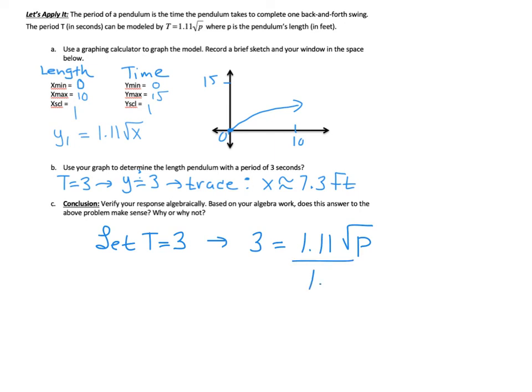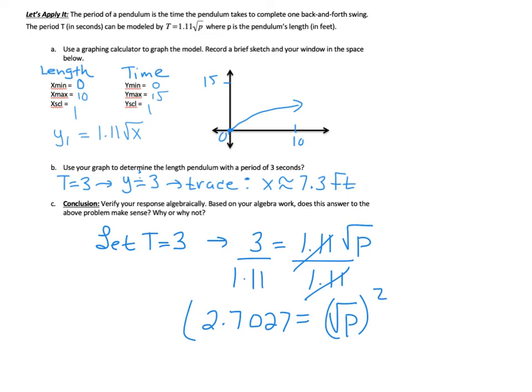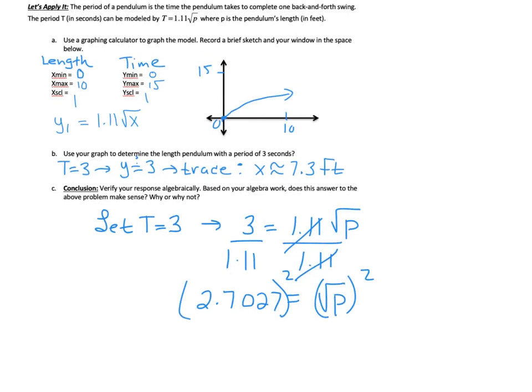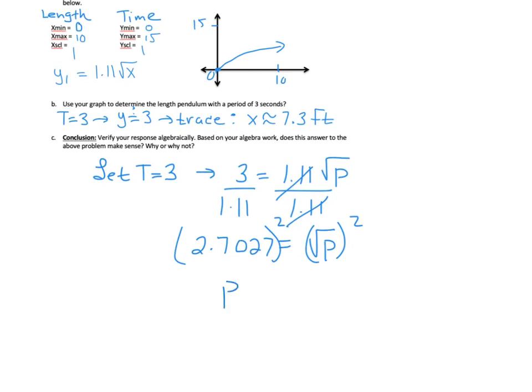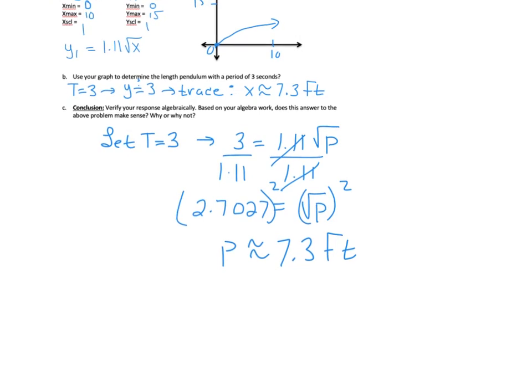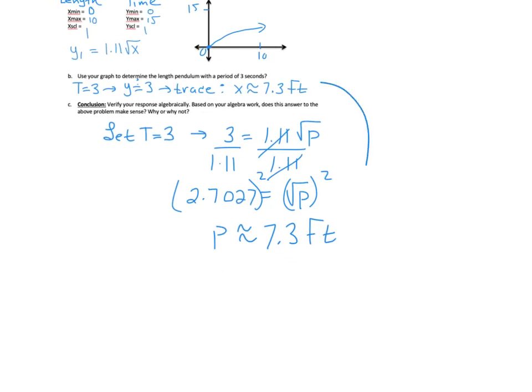So that means I'm isolating, and then I'm going to need to eliminate that radical by squaring both sides. And then, hey, look at that. I did get about 7.3 feet. So, does the answer make sense? Well, look, they both match. So we could say yes.